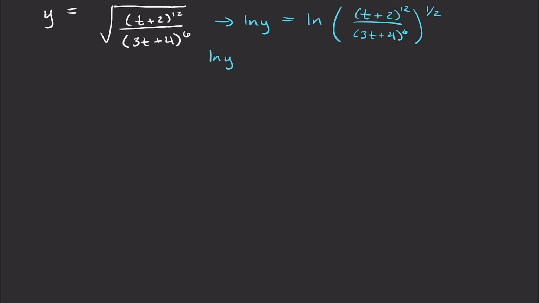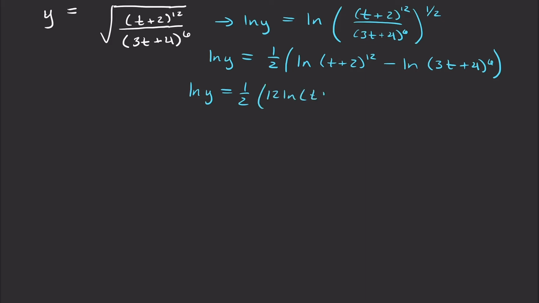So we'll rewrite this as 1/2 the natural log of a quotient. So this will be natural log of t plus 2 to the 12th minus natural log of 3t plus 4 to the 6th. And then again, you can bring down these exponents and get 1/2 times 12 ln of t plus 2 minus 6 times ln of 3t plus 4.